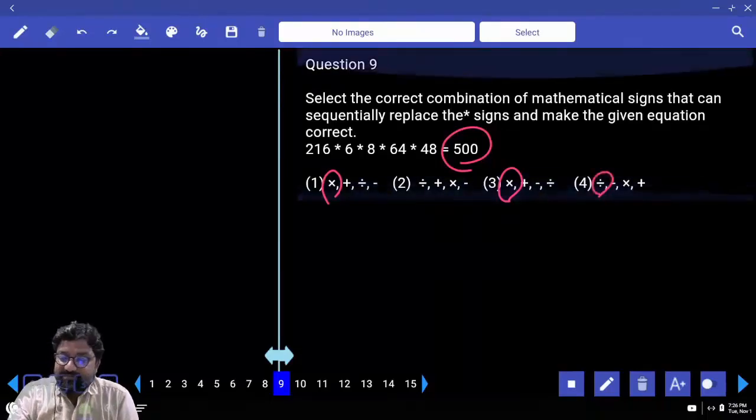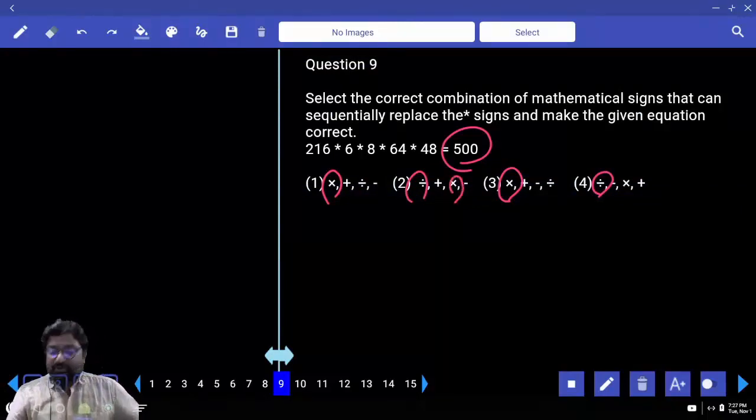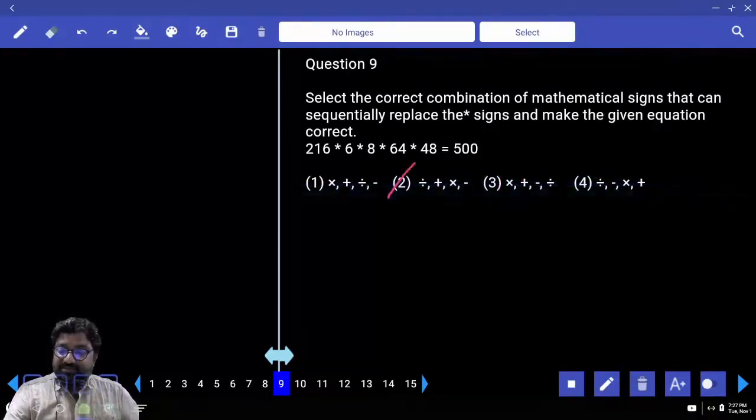If it is divided by, what is the value that I get? 6. What is the value I get? 6. After that we still have into. Maybe I'll get closer to that. Yes or no?